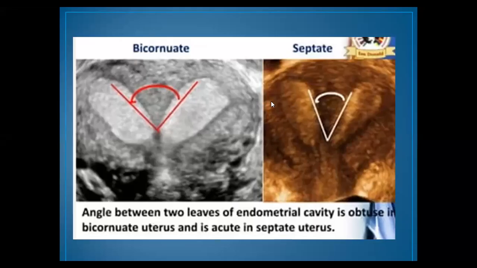There is a lot of debate on how to diagnose septate and subseptate uterus and how to differentiate it from both bicornuate uterus and arcuate uterus. First of all, how to differentiate septate from bicornuate uterus. In this figure, we notice that the angle between the two cavities is an acute angle in a septate uterus, but more or less an obtuse angle in a bicornuate uterus. This is an easy differentiation between bicornuate and septate uterus.